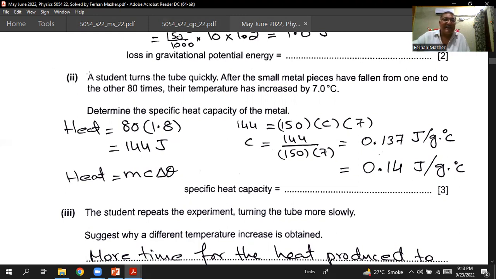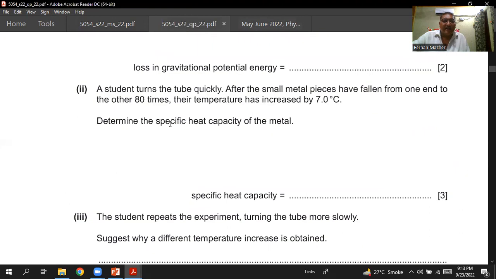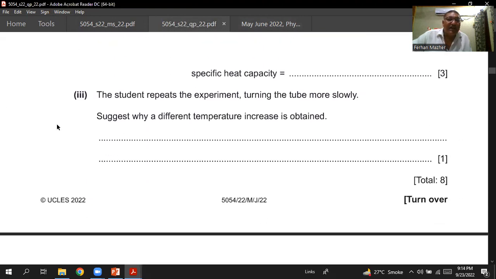So I hope you understand this numerical. It's a 3 marks numerical. And let's go to the next part. That's the 1 mark question.